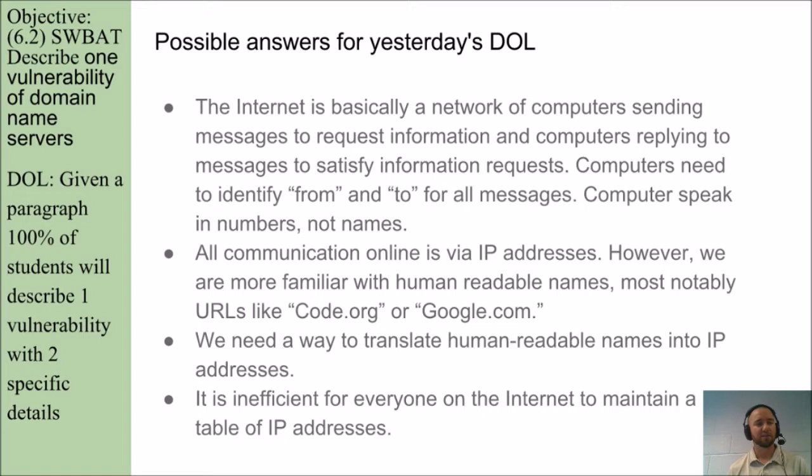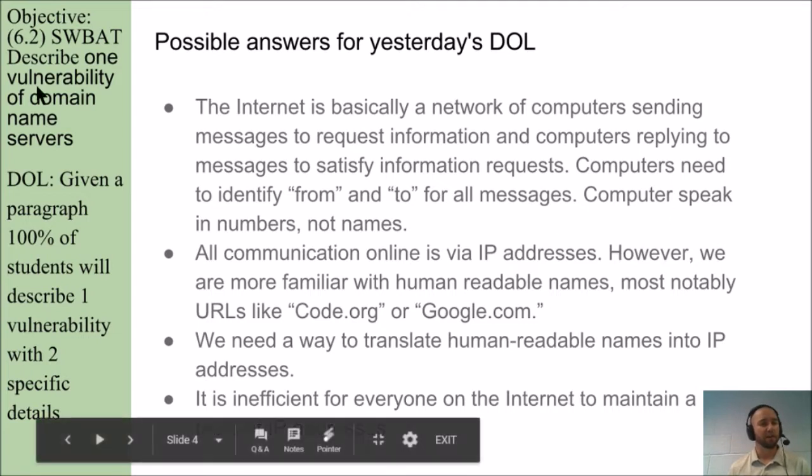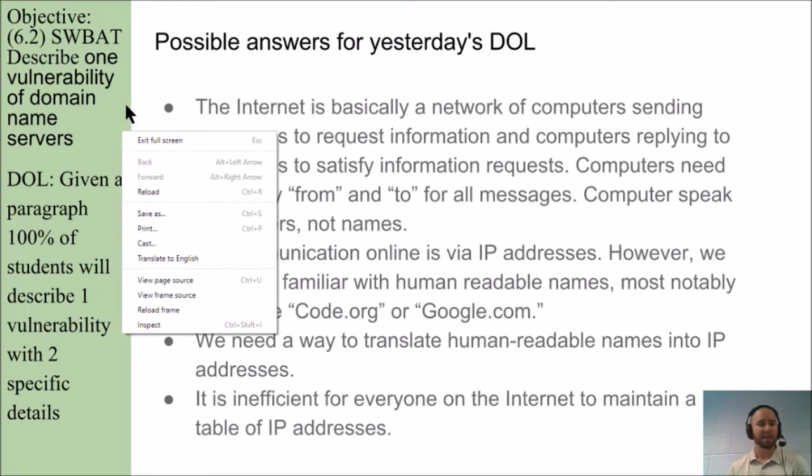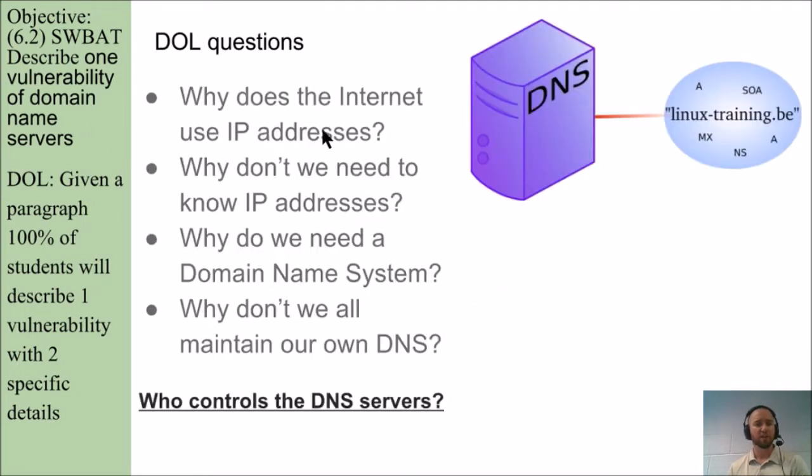good possible answers from that, and then we'll get into the really fun stuff about searching out the vulnerabilities of DNS servers. So number one, a good answer could be the internet is basically a network of computers sending messages to request information and computers replying to messages to satisfy information requests. Computers need to identify from and to for all messages. Computers speak in numbers, not names. So that answer was for this question.